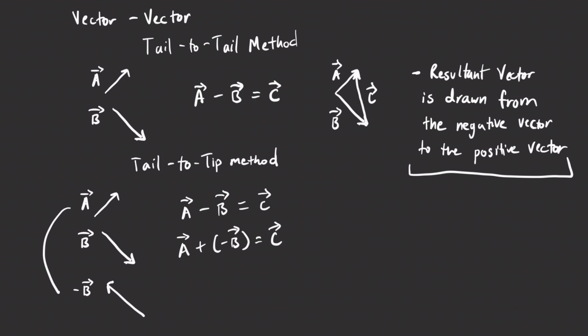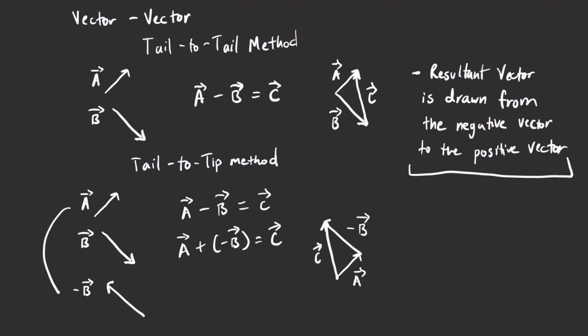So if we have, I'm going to get this precise, so I'm going to copy this over. Let's move that over here. And then let's get b. I'm going to put that tail to tip, just like in vector addition. This is a, and this is negative b. And now we can draw our resulting vector. Just like before we learned, it goes from the tail of a to the tip of b.